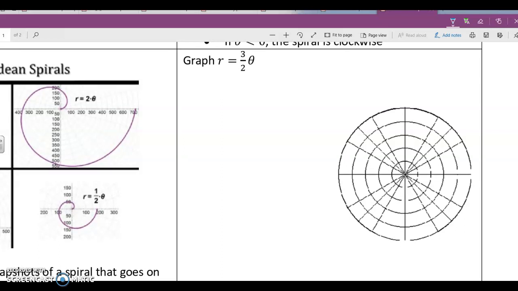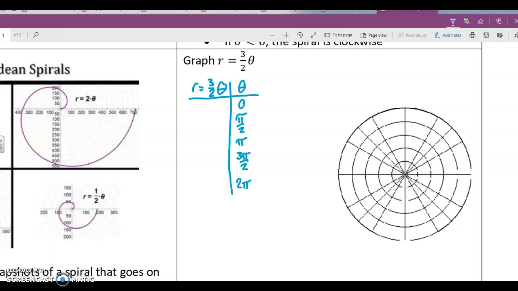If you watched the lecture on lemniscates before this, which I'm hoping you did, this is going to be a very similar process for graphing. The first thing we're going to do is make a table. We know r is equal to 3/2 times theta, and then we have our theta. Just like with lemniscates, we're going to take our easy theta values, our axis points: 0, pi over 2, pi, 3 pi over 2, and 2 pi.